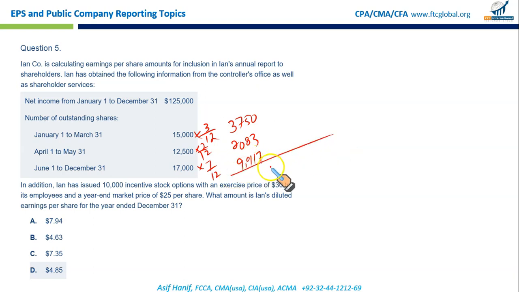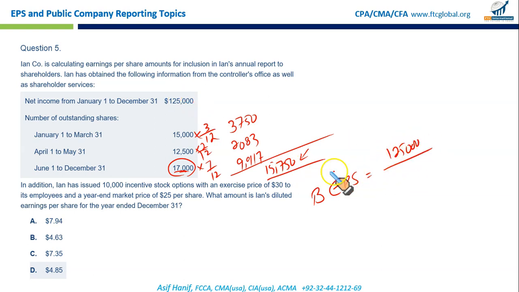If you add all these, the weighted average number of shares is 15,750. The actual number of shares outstanding at the balance sheet date is 17,000, but the weighted average we will use for earnings per share calculations is 15,750. So let us calculate the basic earnings per share: income available to common shareholders of $125,000 divided by 15,750 gives you 7.94.